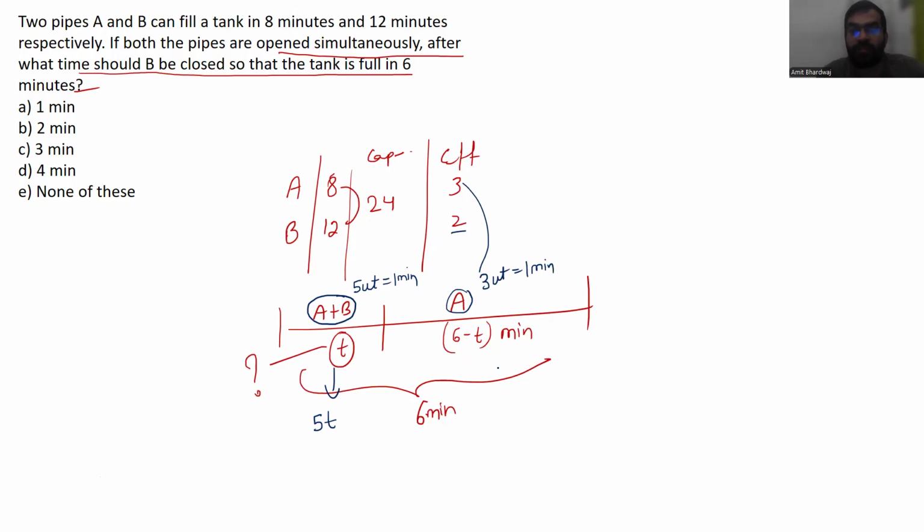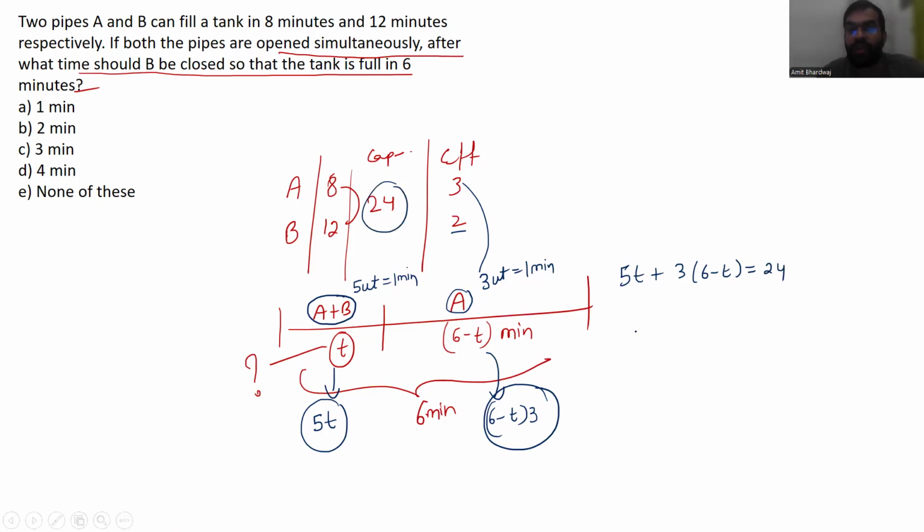So definitely in 6 minus T minutes, it can fill (6 minus T) into 3. This is filled initially, then later on by A is this. So if you add 5T plus 3 into (6 minus T), that should be 24, because that is the capacity of the tank. So 5T plus 18 minus 3T equals 24. So 2T equals 24 minus 18, which is 6. T value is 3. The answer of the question will be 3 minutes.